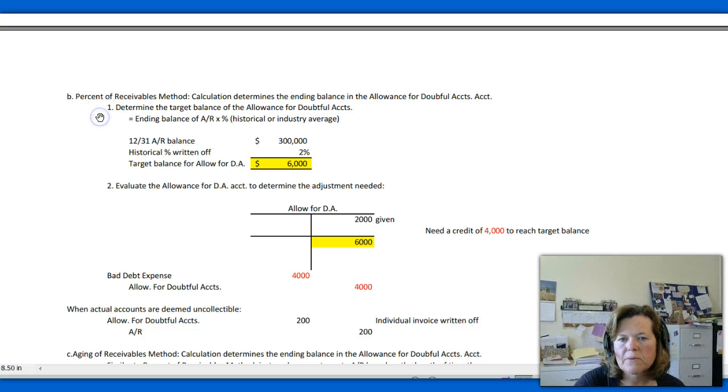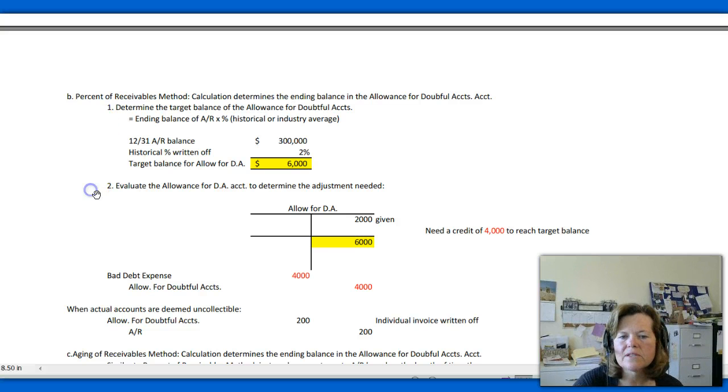First, we're going to determine the target balance of the allowance for doubtful accounts. And this would be by using the ending balance of AR times a historical or industry average percentage. And again, you have to be given those percentages. So we've got the 12/31 AR balance of $300,000. Historical percentage written off is 2%. So the target balance for the allowance for doubtful accounts would be $6,000. Okay, and I've used a little highlighting in color to help with the flow of where these numbers are going.